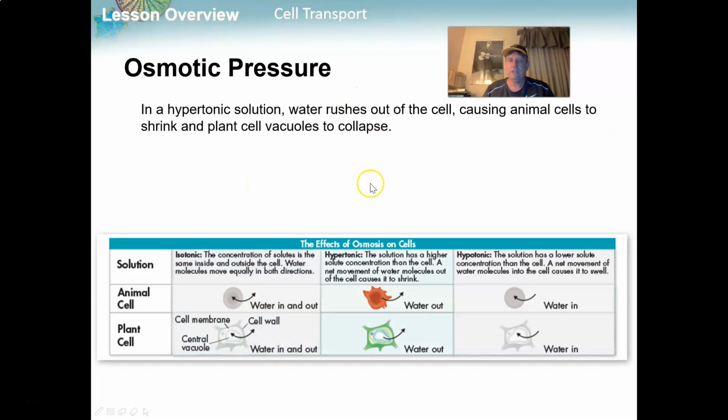In a hypertonic solution, water rushes out of the cell, causing animal cells to shrink and plant cell vacuoles to shrink. So if the water is going to rush out of the cell, that means there's got to be more water inside the cell. The hypertonic solution has a lot more solutes in it and a lot more things floating around in its water. So there's more water on the inside of the cell than on the outside of the cell. And what happens? The water wants to go from a high concentration to low, so the water will leave the cell and it'll shrink.